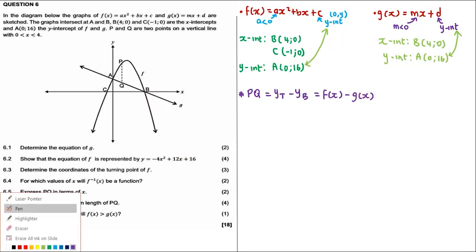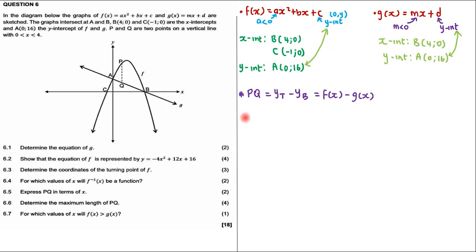So now we can go into our first question and answer all the questions that we are given there, right? Okay, so let's go ahead and look into the first one. The first one says we need to determine the equation of g. So to determine the equation of g, we have these 2 points here. With these 2 points, the first thing we're going to do is write y equals mx plus d, right?